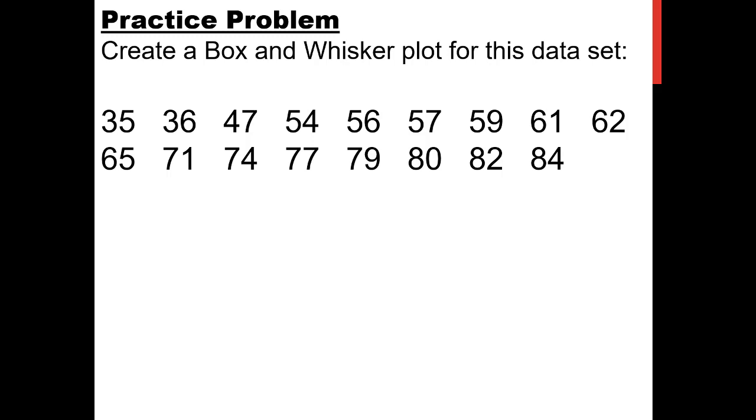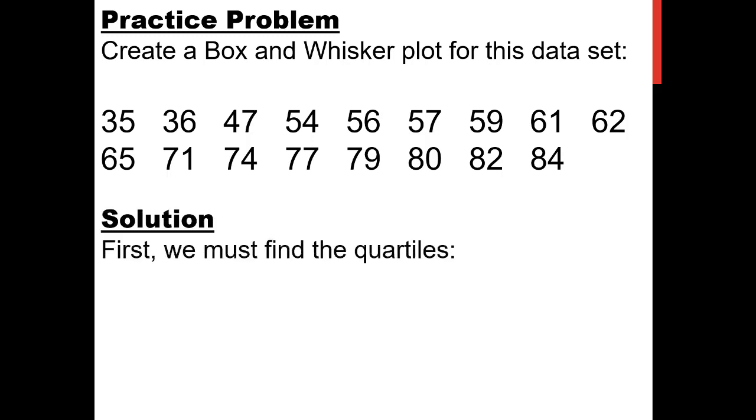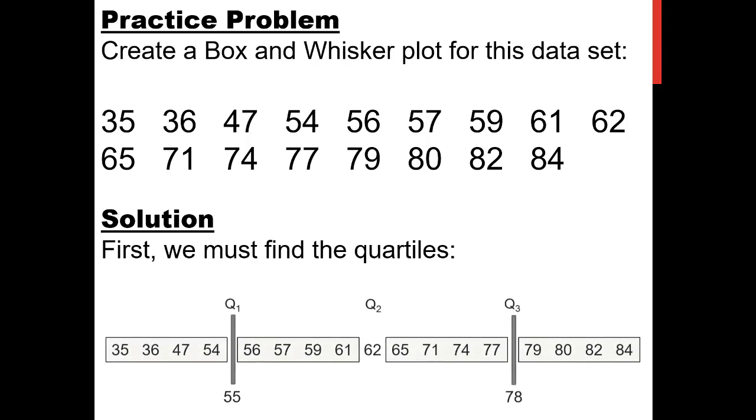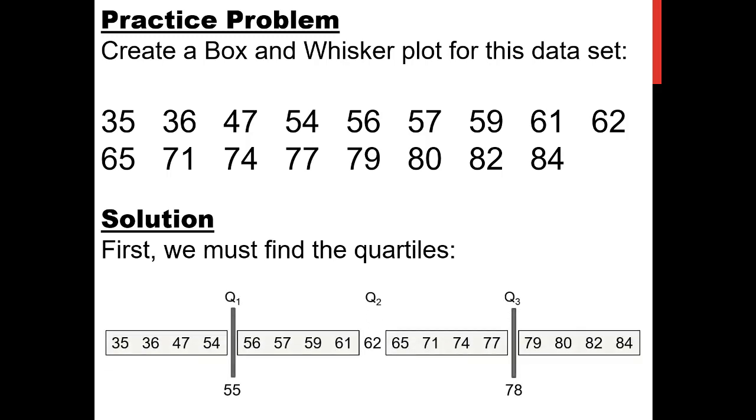All right, so let's look at the solution. First thing we have to do is find the quartiles. If I do that, my Q2 value is 62. Then to find Q1 and Q3, we have to take averages because there would be 8 data entries to each side of the median. So that's an even number, and we would have to take the average of the two in the middle. The two in the middle of the left-hand data set are 54 and 56. The two in the middle of the right-hand data set are 77 and 79. So we get a Q1 of 55 and a Q3 of 78, along with our Q2 of 62.